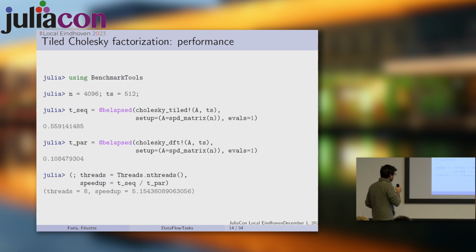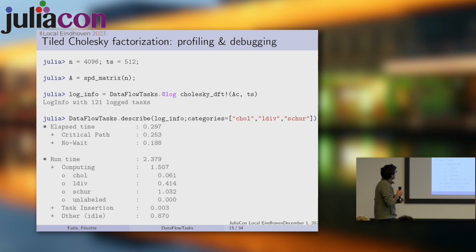To try to understand whether this speedup is a good speedup, we have some tools to help you profile and debug this code. To profile the code, there's this @log macro. You have some function that spawns data flow tasks, and if you run it within this @log macro, each task will start recording some of the information that it needs to later process this DAG and later show when it executed.